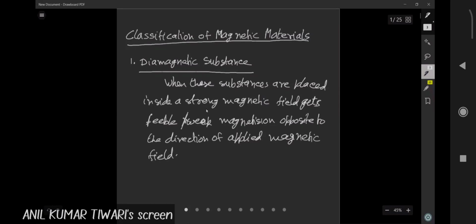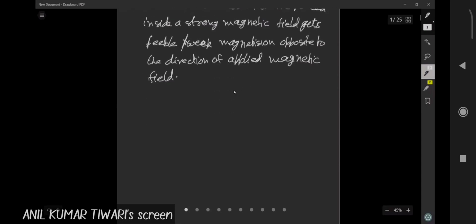So these are the substances which, when placed in a strong magnetic field, acquire a feeble magnetization opposite to the direction of the applied magnetic field. Means if this is a substance and it is placed in a very strong magnetic field, and this is the direction of the strong external magnetic field, and this is the diamagnetic substance, then inside, the B developed or the B induced will be in this direction, opposite to the direction of the applied magnetic field.